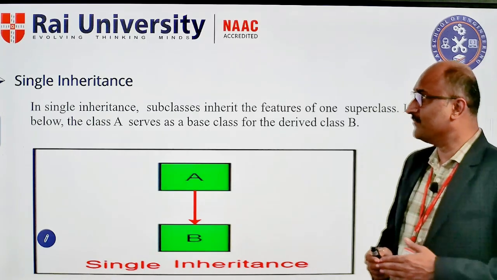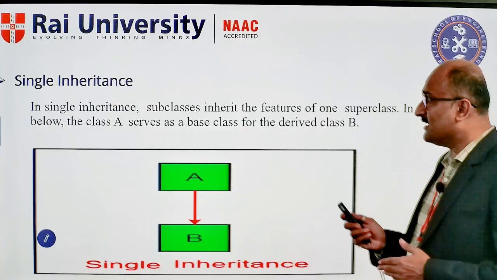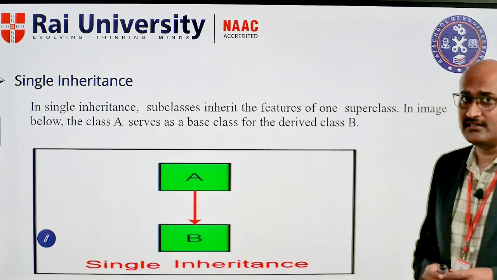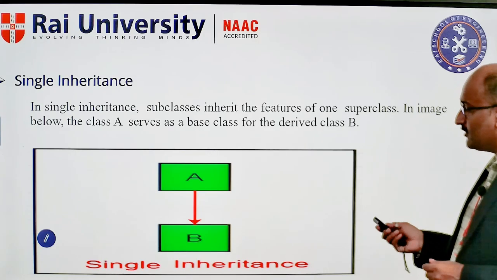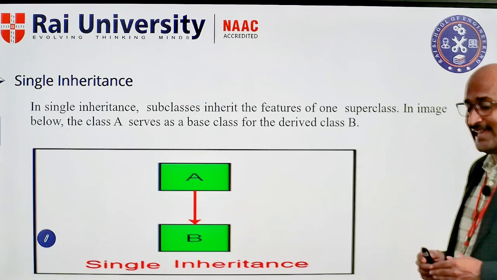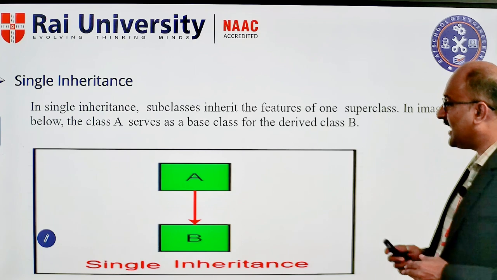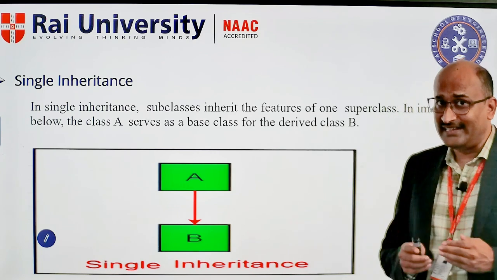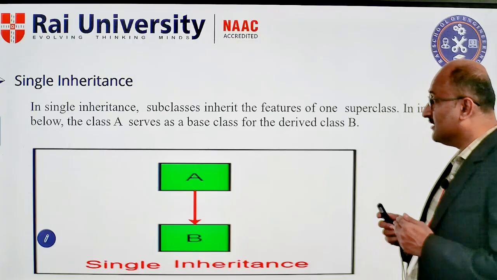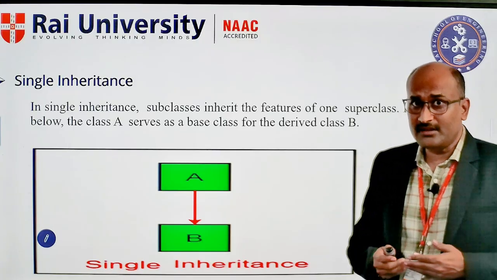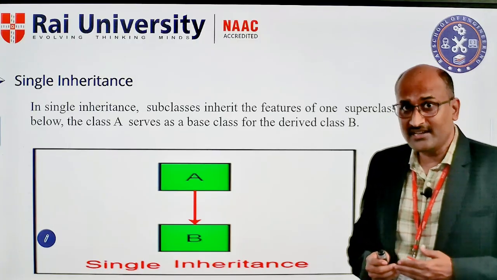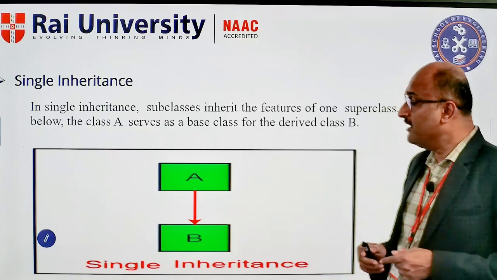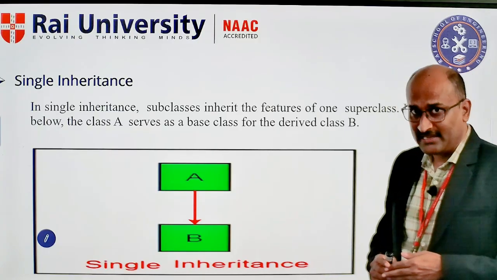First of all, we will see single inheritance. That means there is only one superclass and one subclass, as you can see in the figure. Class A is the superclass and class B is the subclass. You can declare the data and the variables in class A, you can declare the method in class A, and that data and method will be used by class B.